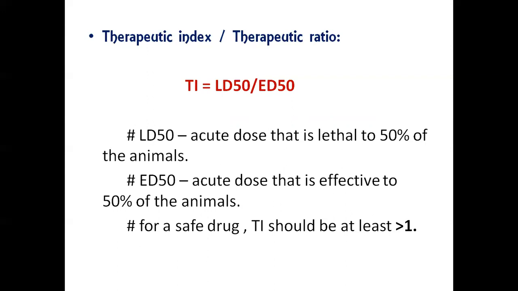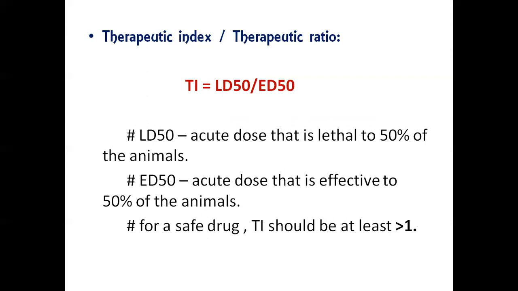If you take 100 animals, at that dose 50% of the animals will become sick or die. ED50 means the acute dose that is effective in 50% of the animals, so 50% of the animals will improve from the disease. This is ED50 and LD50.